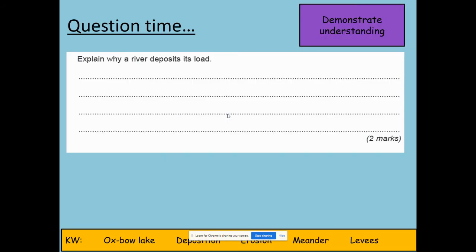Okay, so first question time. What I'd like you to do is to explain why a river deposits its load. It's a 2-mark question. Think about the processes that occur for this to happen. You might like to refer to where in the river that this is going to happen. Perhaps start your answer with deposition occurs because.